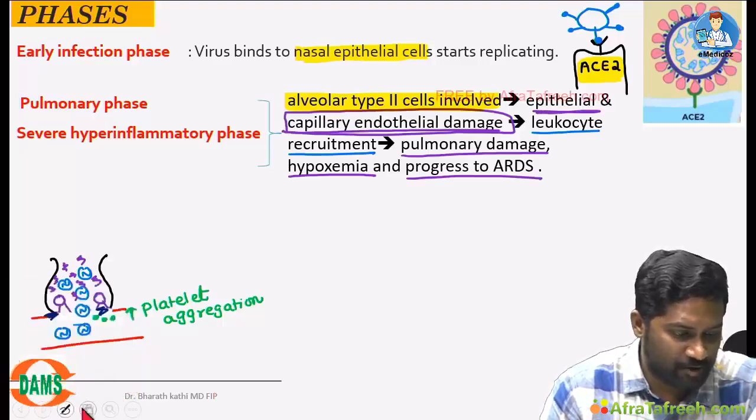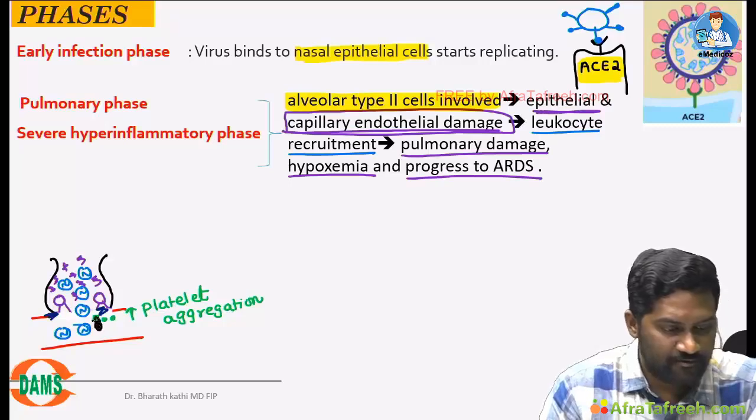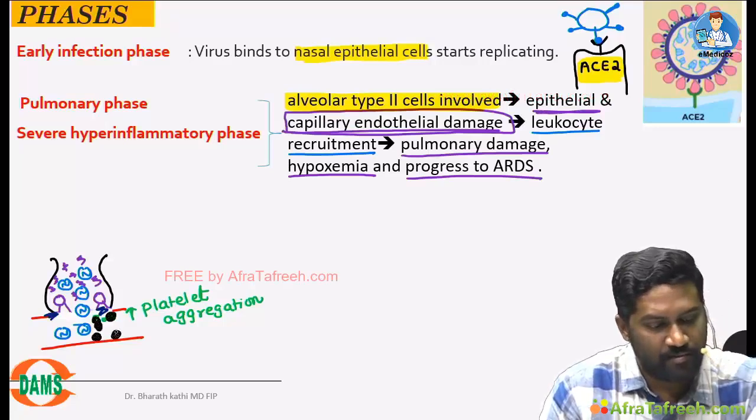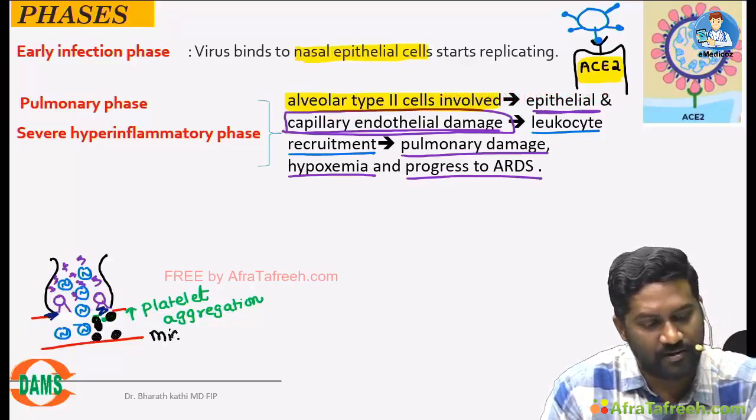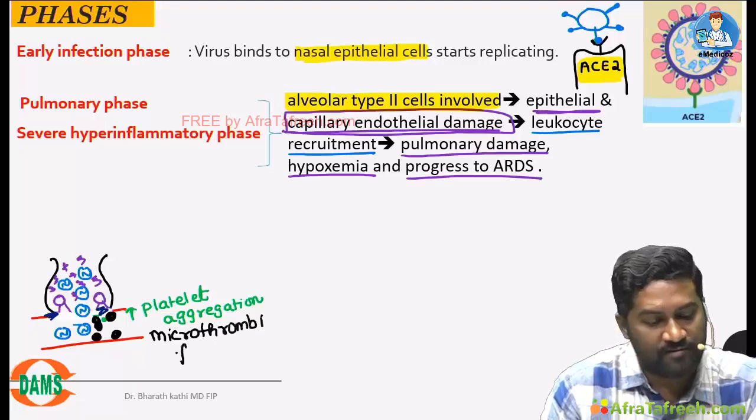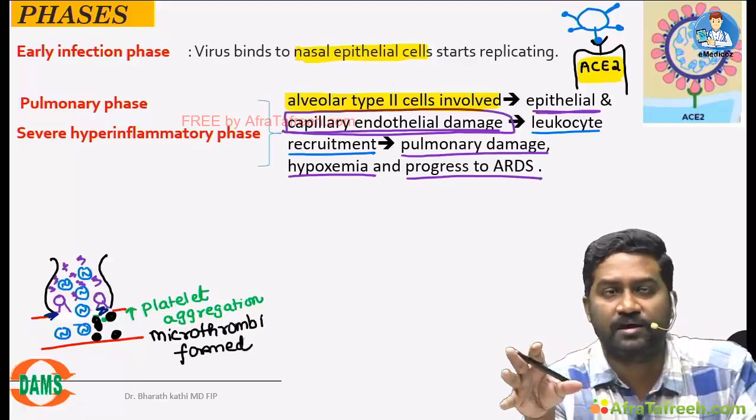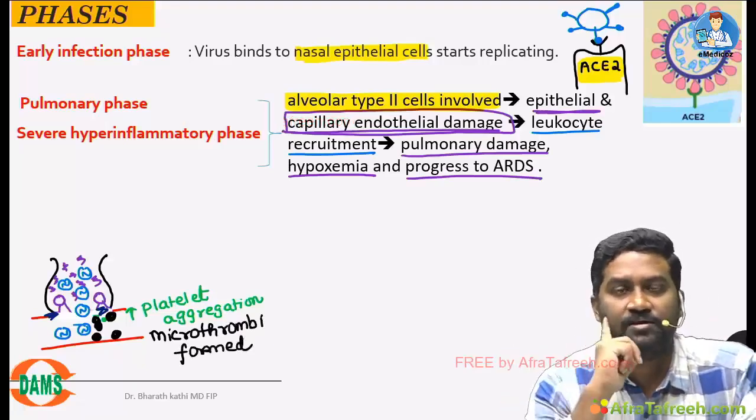There will be formation of thrombi. This is very, very important. Because of platelet aggregation within the blood vessel, there will be microthrombi formation. Once these microthrombi are formed, they can occlude the capillaries.